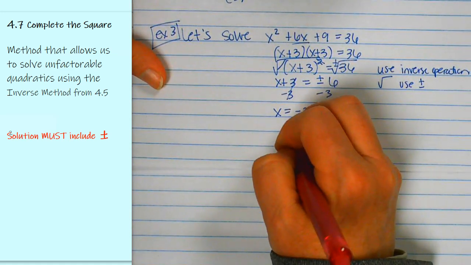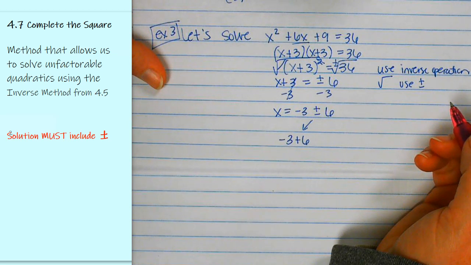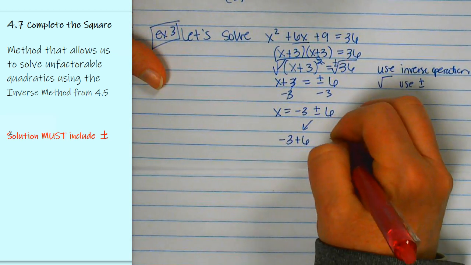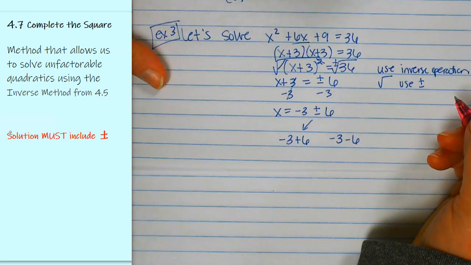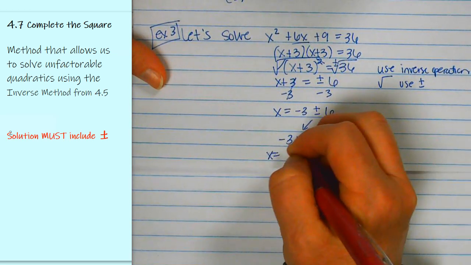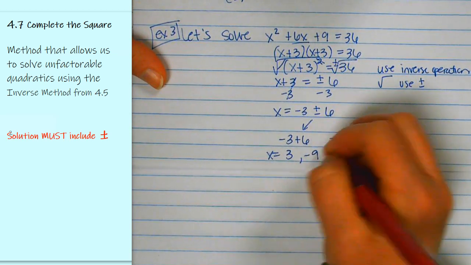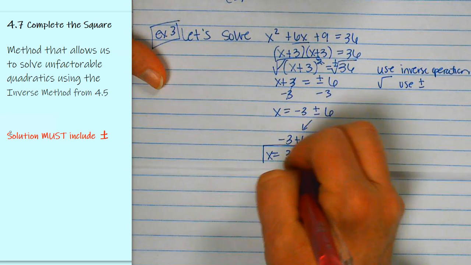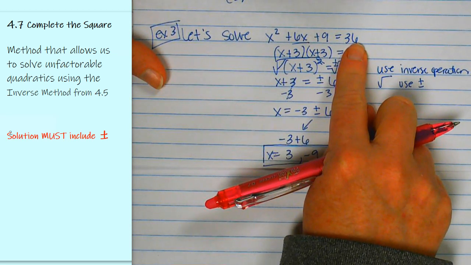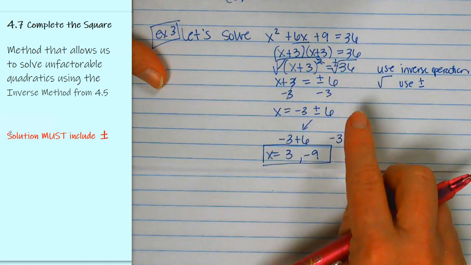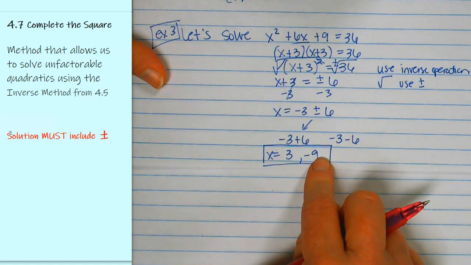That means negative 3 plus 6. Plus or minus means here's the plus, or negative 3 minus 6. So my x values are negative 3 plus 6 is 3. Negative 3 minus 6 is negative 9. These are the two values that make this a true situation. If I plug them in, I will get 36 equals 36, either by plugging in 3 or negative 9. Let's do another like that. So this will be example 4.